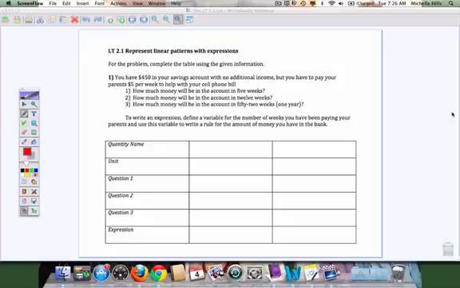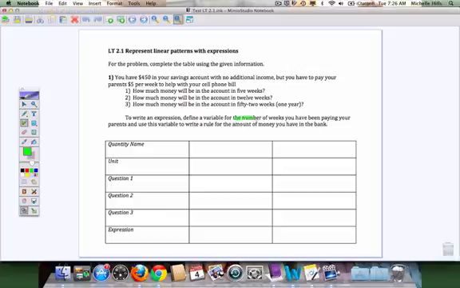So again, when you are looking at these problems and you need to complete this table, ignore all the things that are there at the beginning. Go all the way to the end. Define a variable for the number of weeks you have been paying your parents. Use this variable to write a rule for the amount of money you have in the bank.